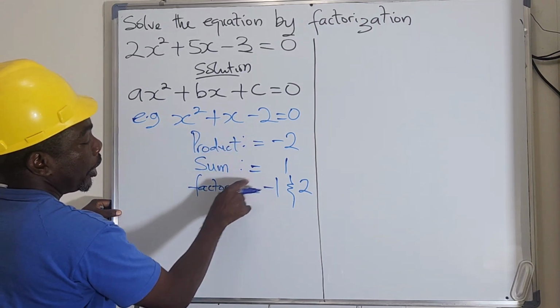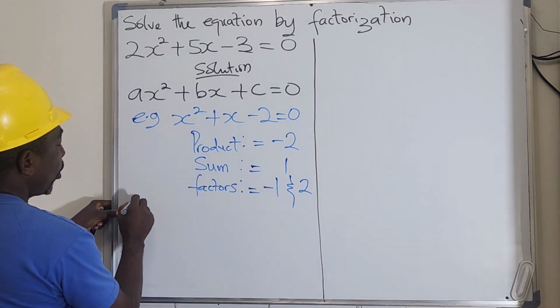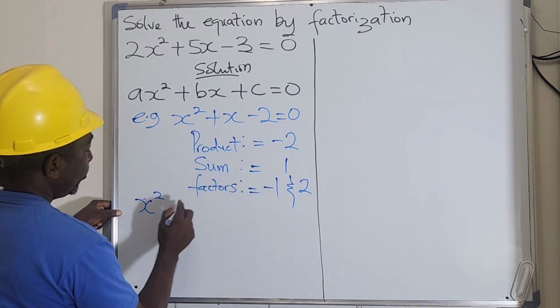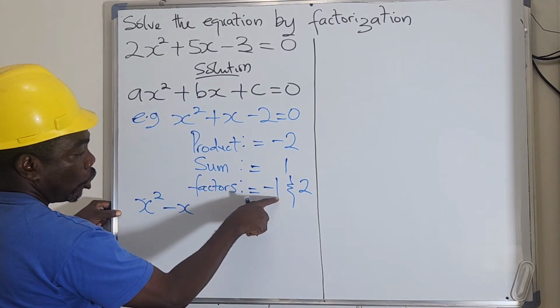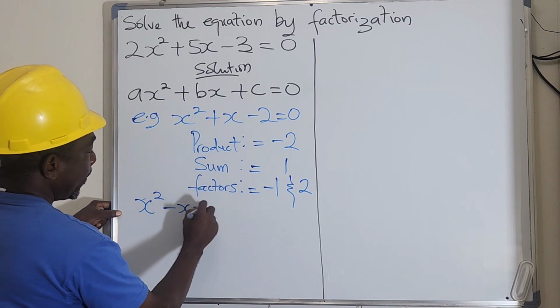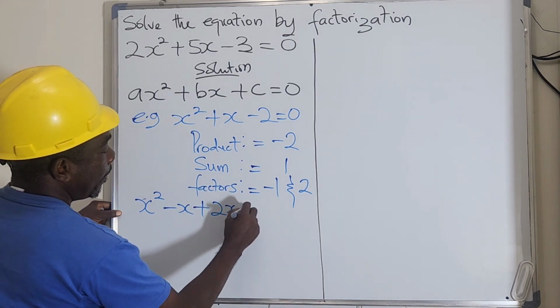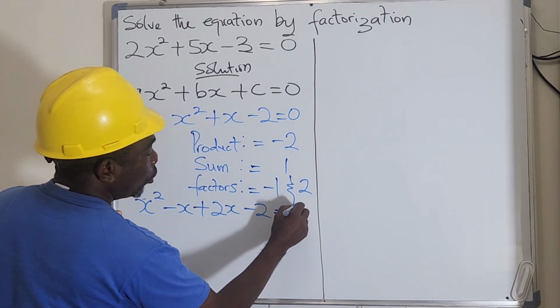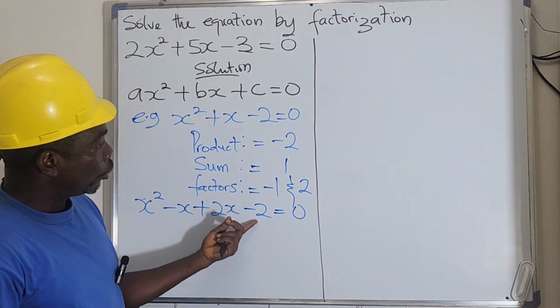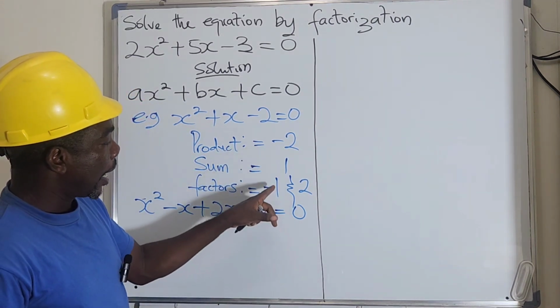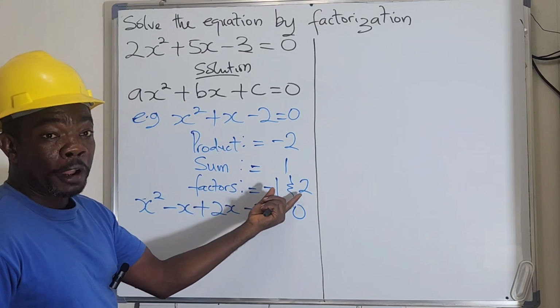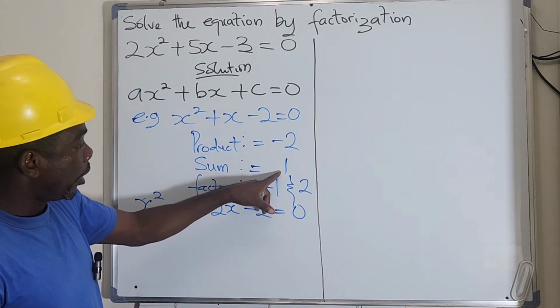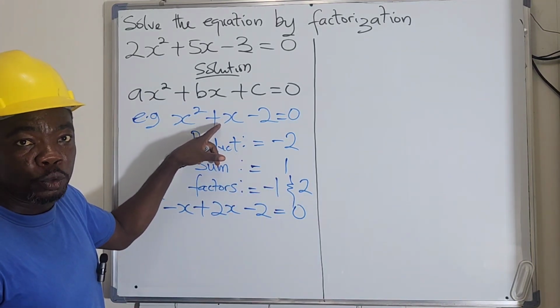So for us to replace this coefficient of x here, we need to put the factors, which is this one. So it will become x squared, here it will become minus x, because minus 1 is minus x, plus 2x, minus 2 equals 0. We have minus 2 here. That is the product. And here, when we sum the two factors, it will give us 1, which is x. That is 1x, which is x.